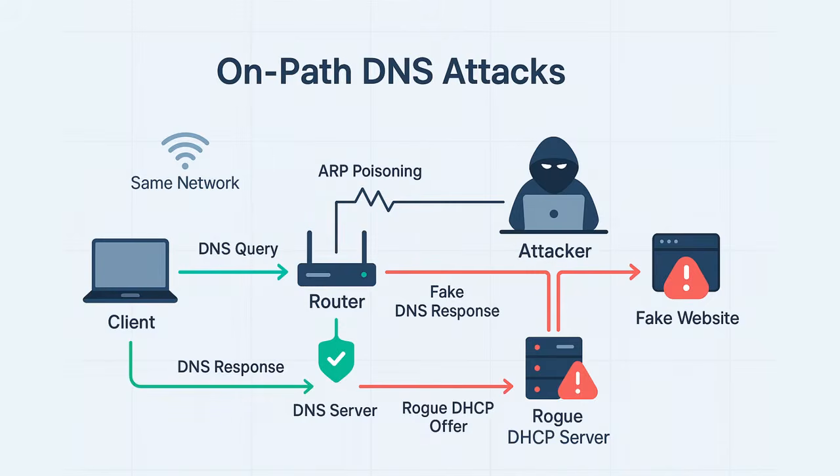You have your on-path DNS attacks. Remember that on-path? Man in the middle? If an attacker is on the same network, they can use ARP poisoning to send fake DNS replies. They may also set up a rogue DHCP server to give out their own DNS resolver, controlling where users connect.